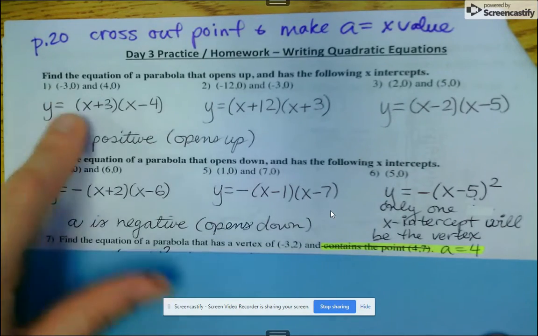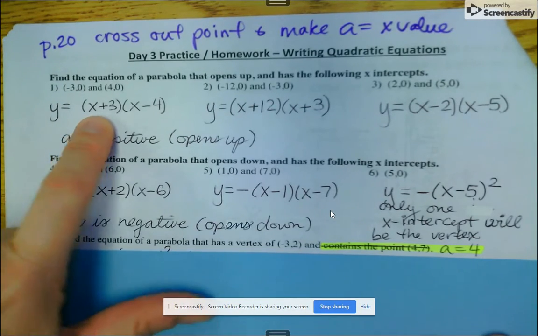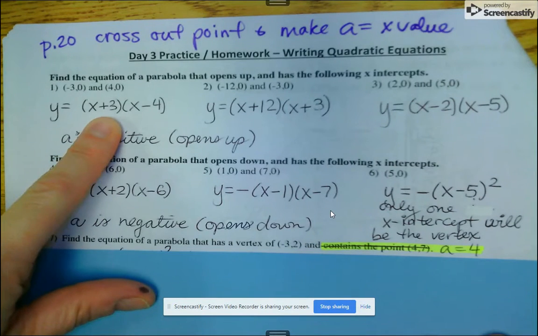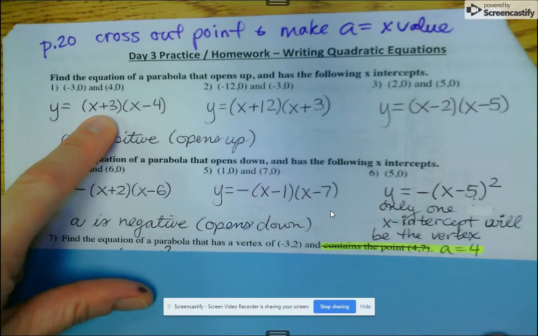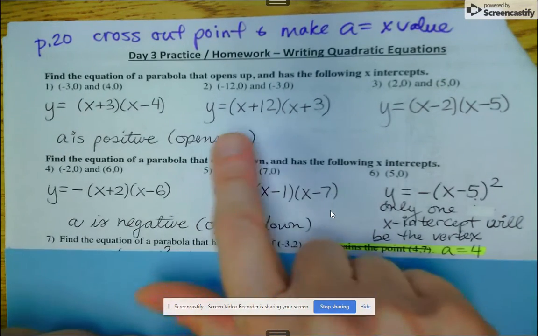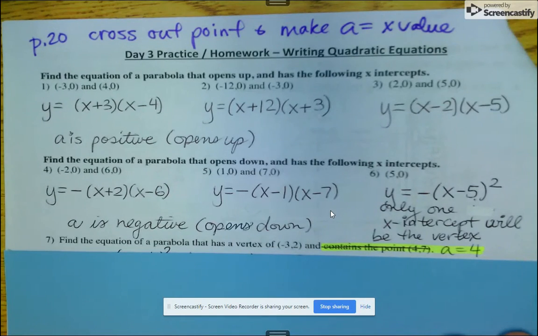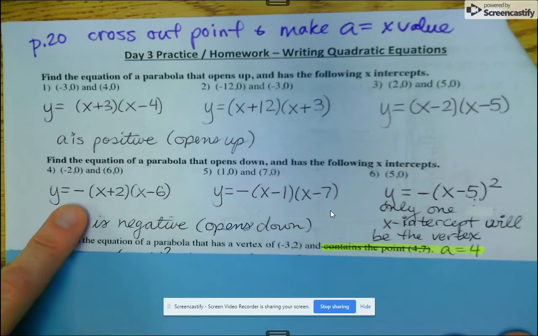So these would all be in factored form. They each gave us our x-intercepts. Remember, whatever value you see, the opposite is in the parentheses. So if you see a minus, you actually put a plus. So here are the answers for 1 through 3. 4 through 6, same type of thing.